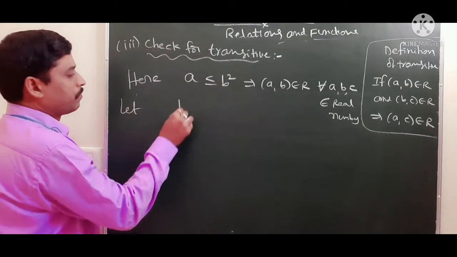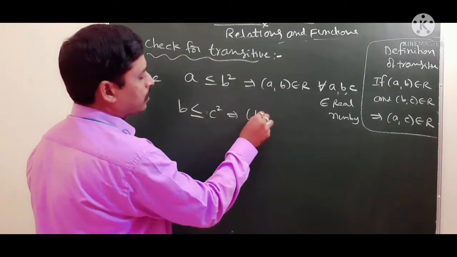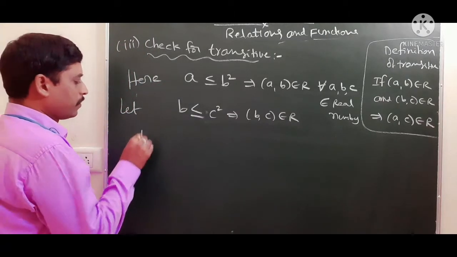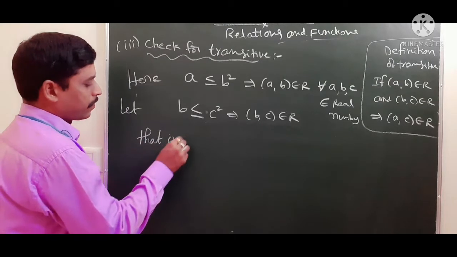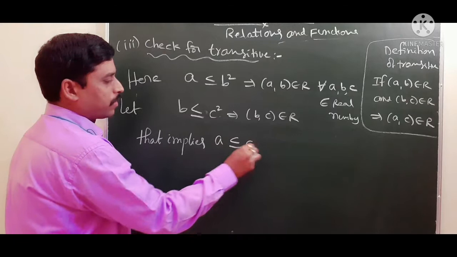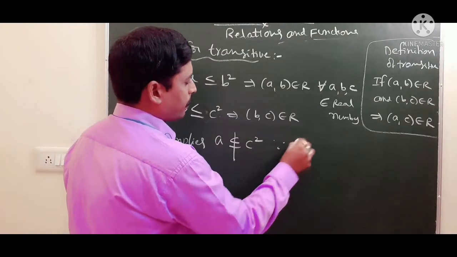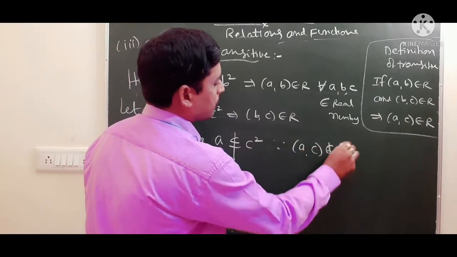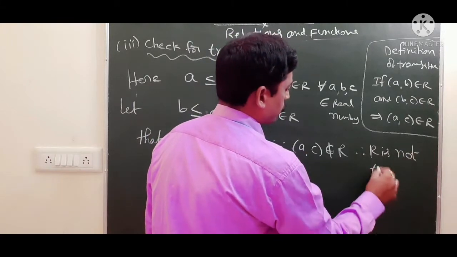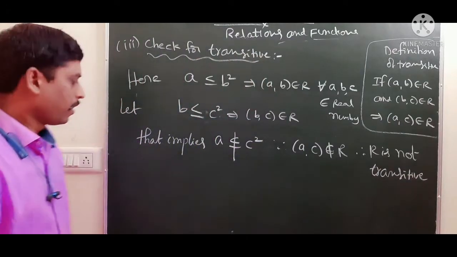Let us take B less than or equal to C square. That implies B and C also belongs to R. That implies A less than or equal to C square. This is not true. Therefore, A and C does not belong to R. Therefore, R is not transitive. R is not transitive. I give one example.